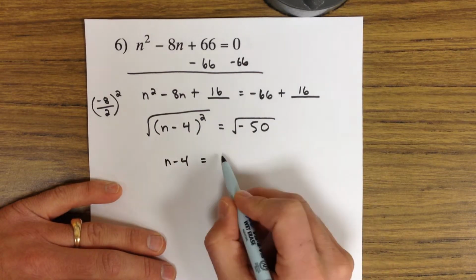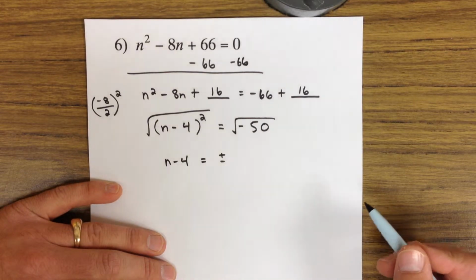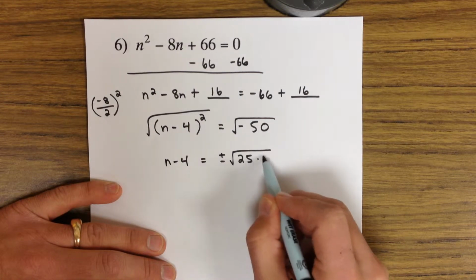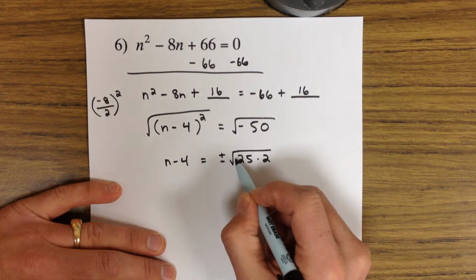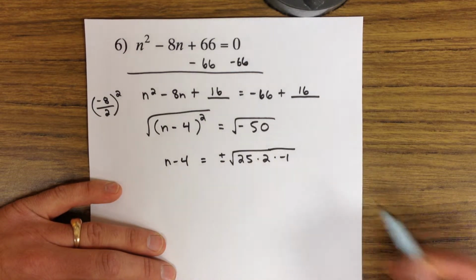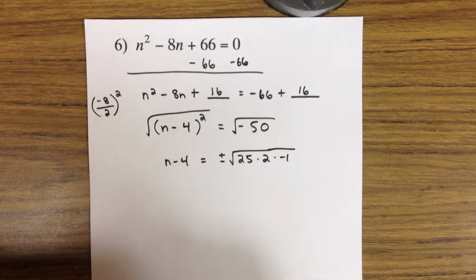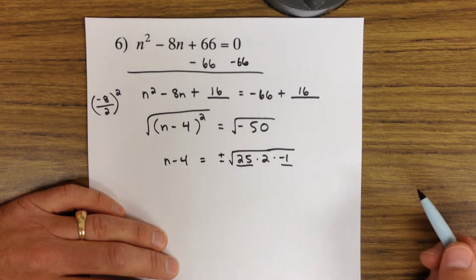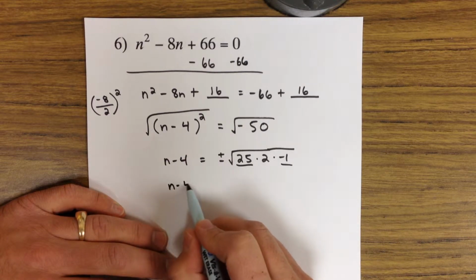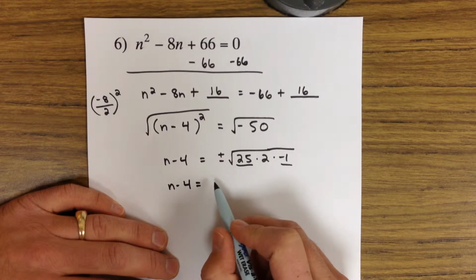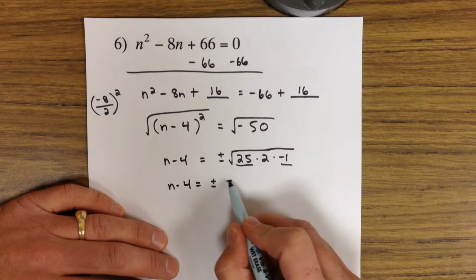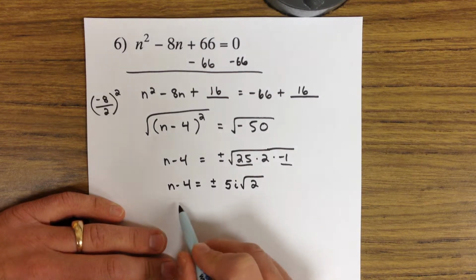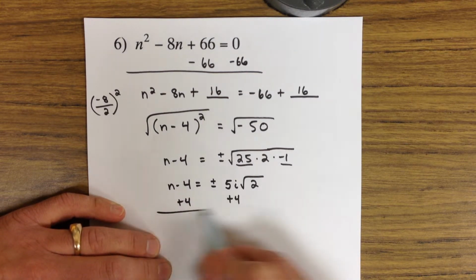N minus 4 equals the positive and negative root of, now this can be written as 25 times 2 times -1. Okay, so we have a negative square root, so that's where our imaginary number comes out. So that comes out front as 5, that comes out front as i. So let me rewrite this. This is going to be 5i radical 2.